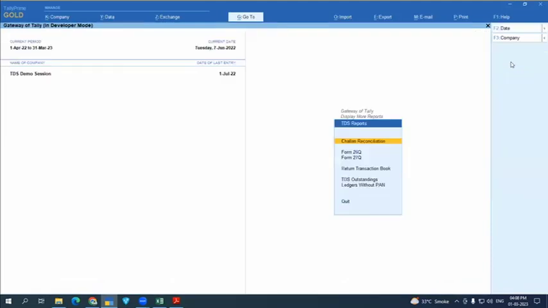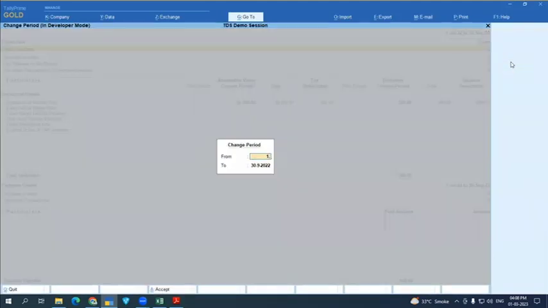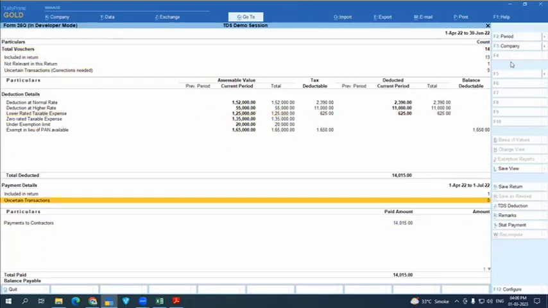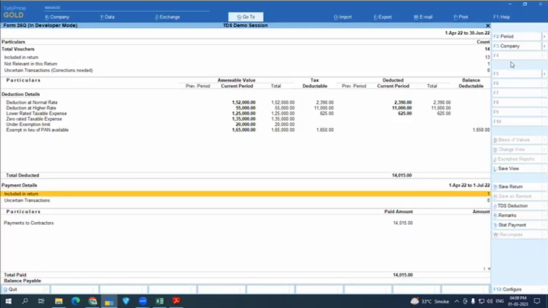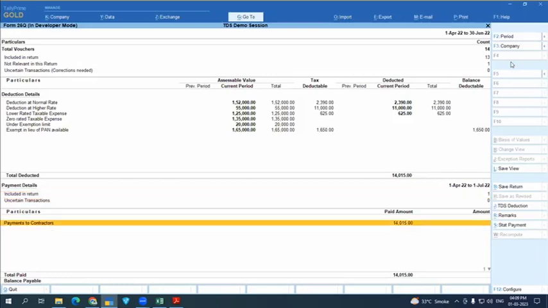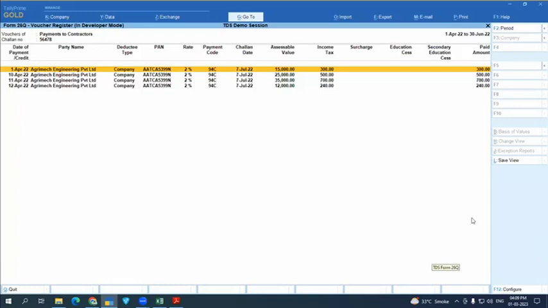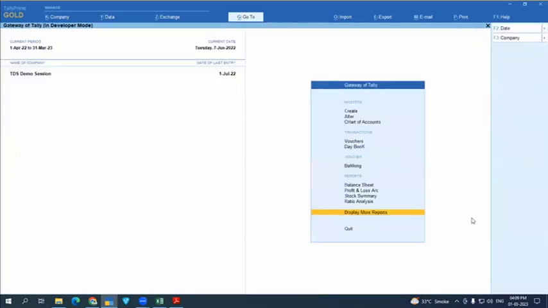Okay, so now see in 26Q. Now the one count that was there has now moved to here. And see here, payment to contractors is done. And now see total paid, and balance payable is 0. What happens if late payment is there? Let's alter that entry. Okay, I can enter from here.